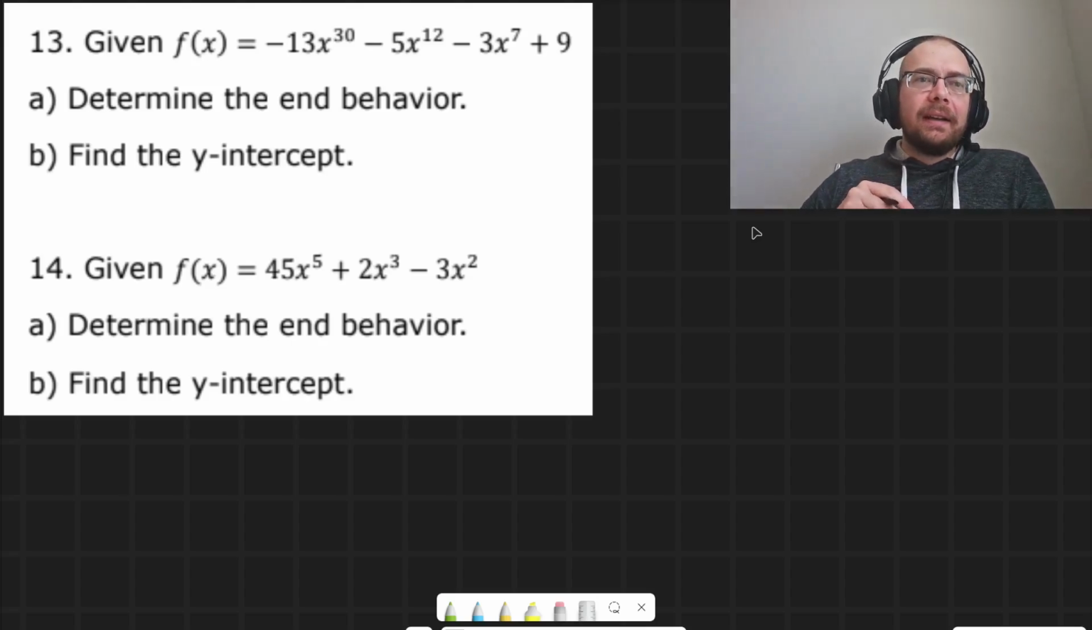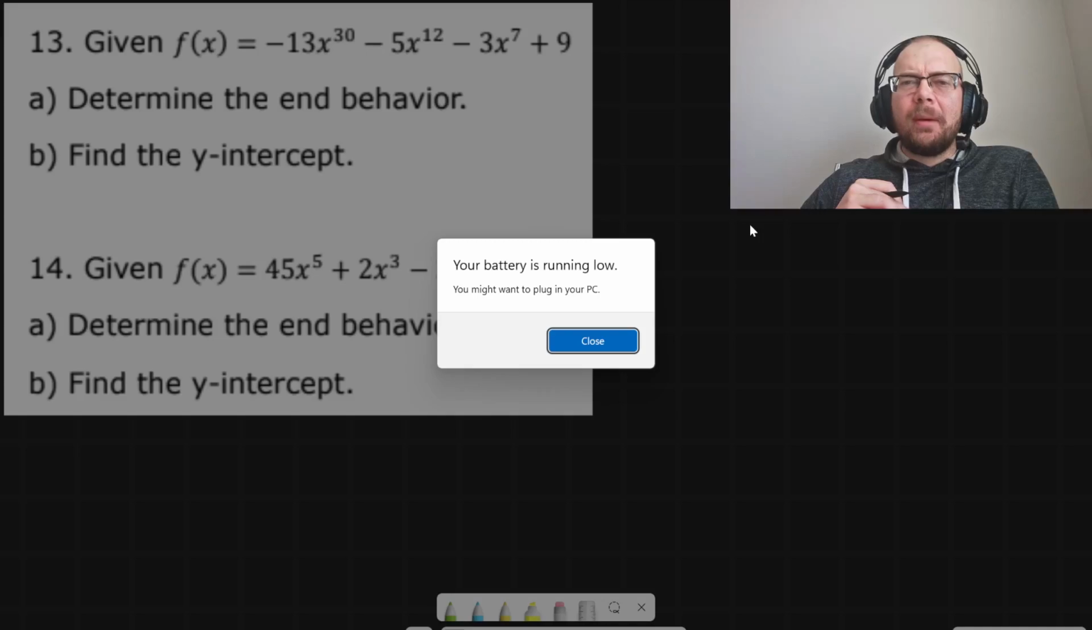We have 13 and 14. I was doing these one at a time, but I figure these two are both pretty similar, and they're not asking for information that's too complicated.